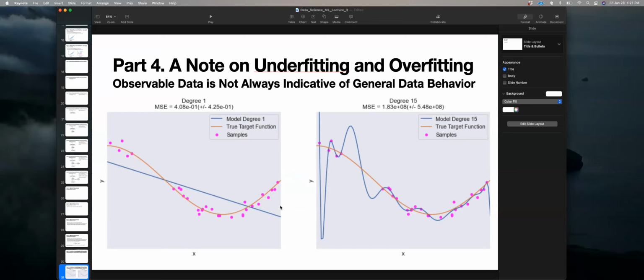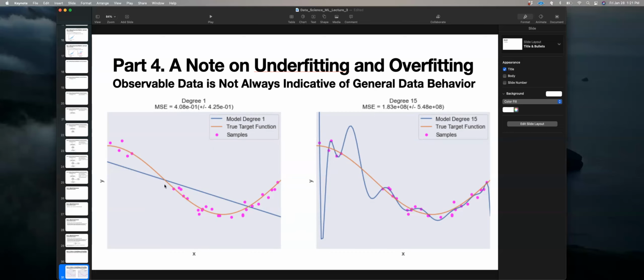And that blue line is trying to approximate the sample data there. And it's not great, honestly. You can even see the mean squared error appearing above the figure. It's really not doing that great.